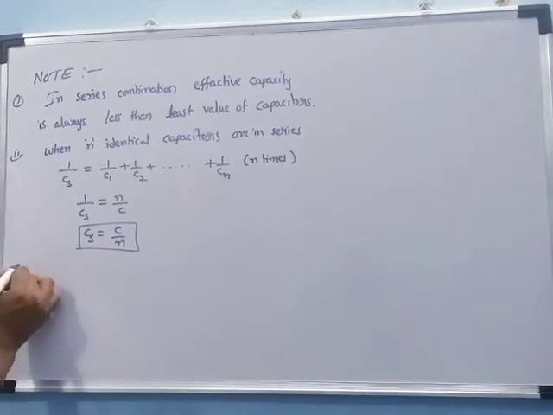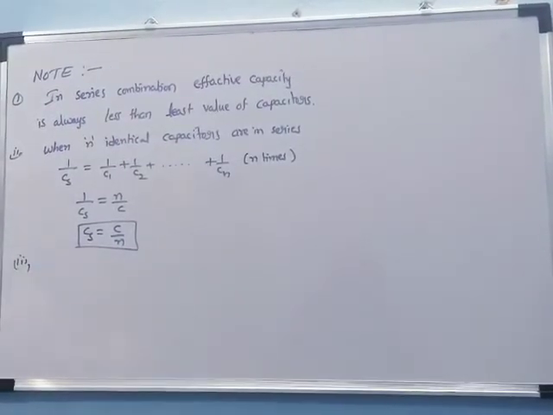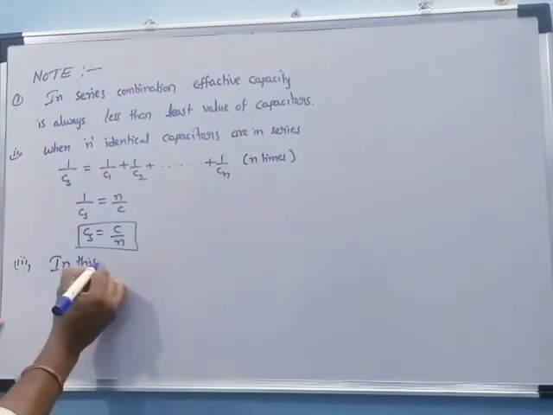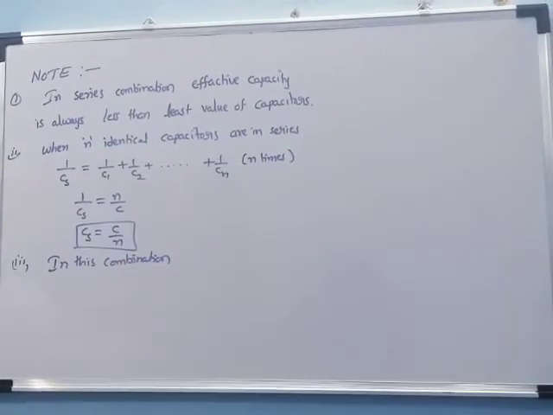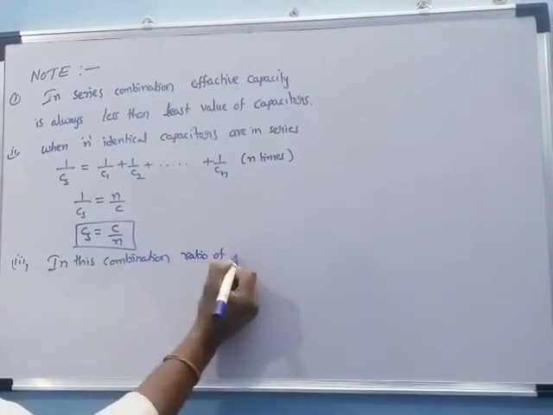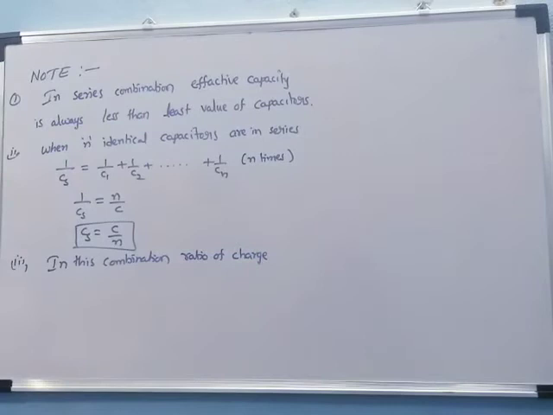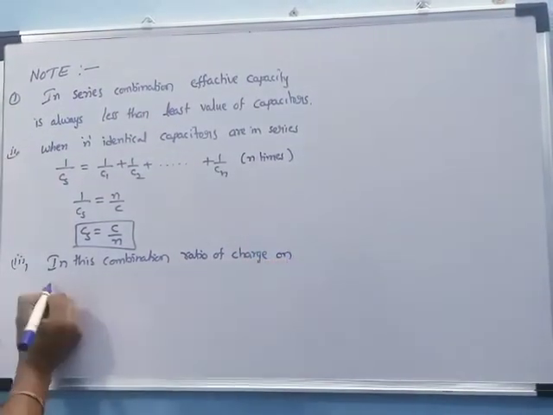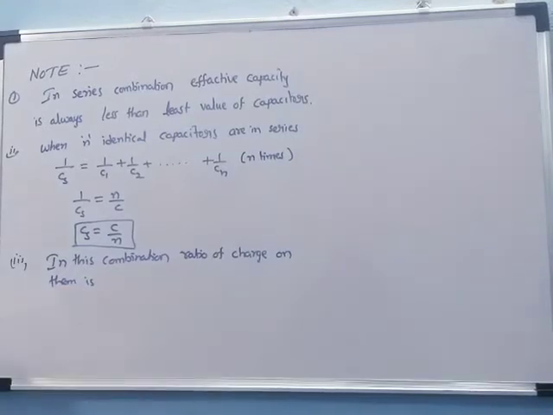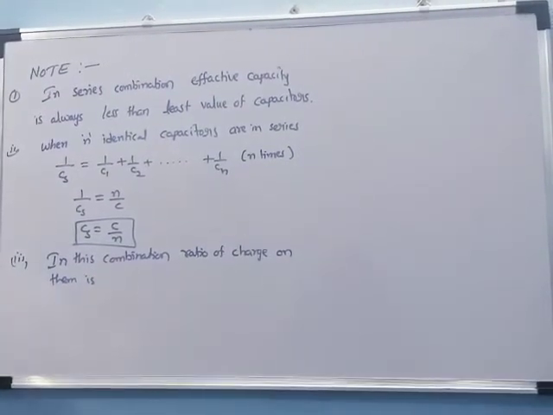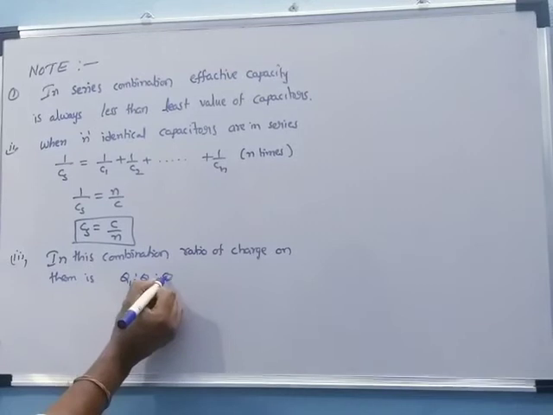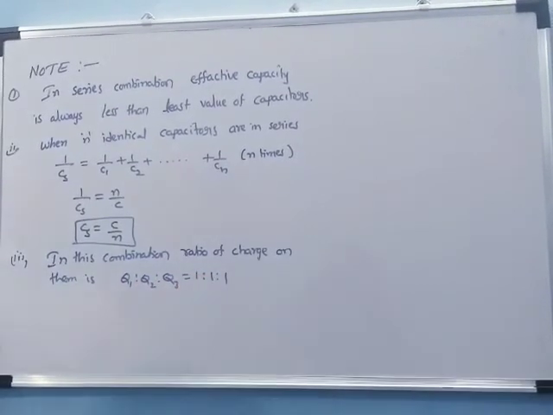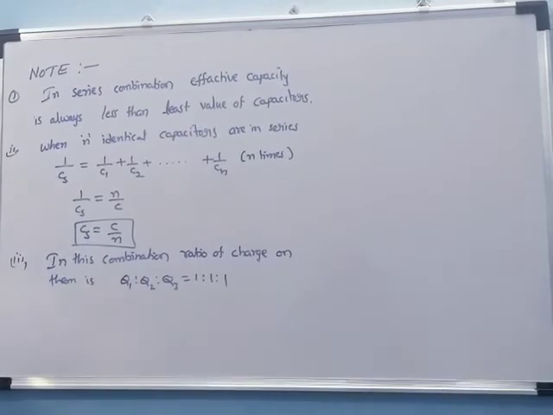And next, in the third property, in this combination, the ratio of charge on them is constant. That means Q1 is to Q2 is to Q3 is equal to 1 is to 1 is to 1, because in series combination the charge is the same on each capacitor. That's why we can write 1 is to 1 is to 1.